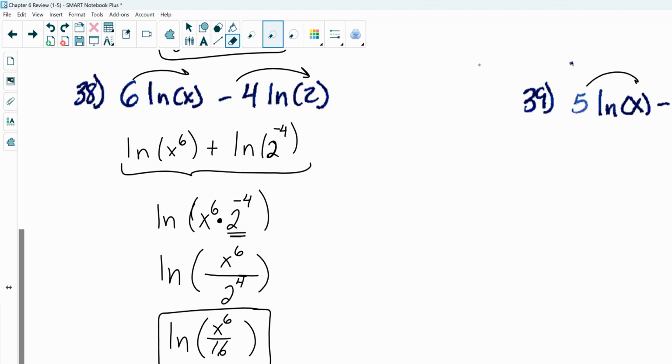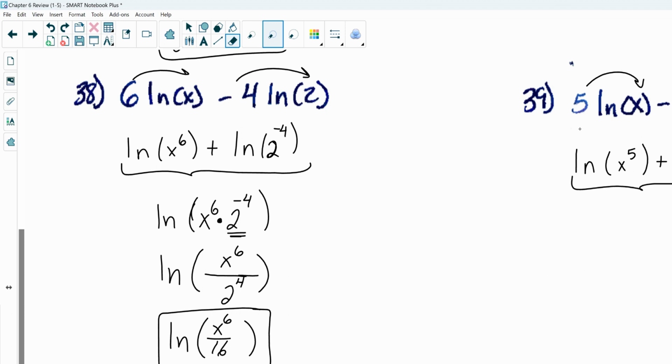39. Again, we start with our powers. Doesn't matter if it's a variable. Here, 5 ln of x becomes the natural log of x to the 5th. Move that 5 back up into an exponent. The next one, we're going to take that negative y as an exponent, so it's going to become plus the natural log of 27 to the negative y.